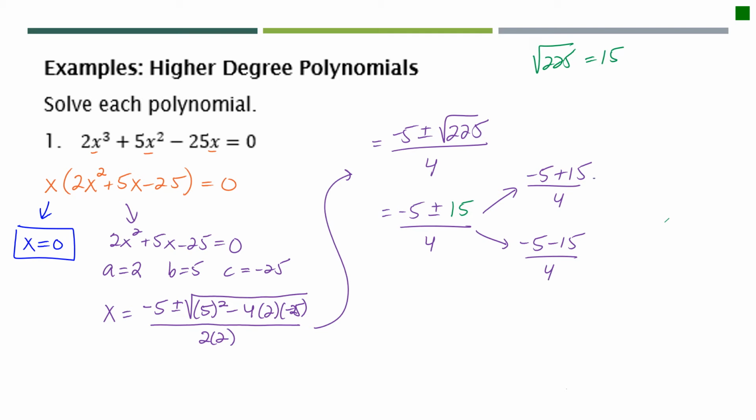So again, you only split this up if you have no radicals and no i's. And now what I'm going to do is simplify these fractions. So negative 5 plus 15 is 10 over 4, which can reduce to 5 over 2. So that's one of my answers. And then negative 5 minus 15 is negative 20 over 4, which comes out to be negative 5. So here are my three answers. I have x equals 0, x equals 5 over 2, and x equals negative 5. So I have three answers, which matches the degree of my polynomial.